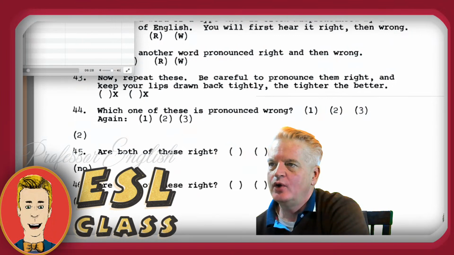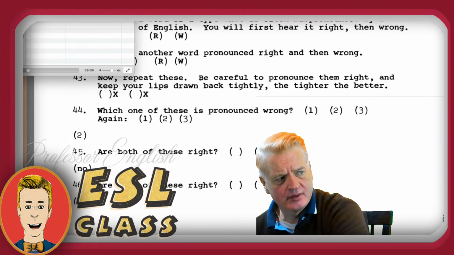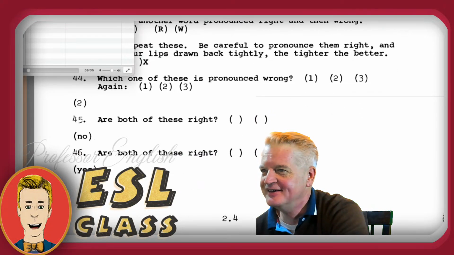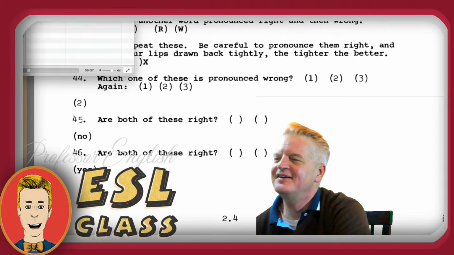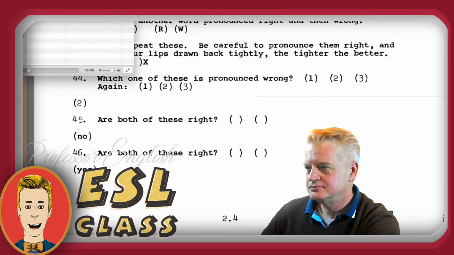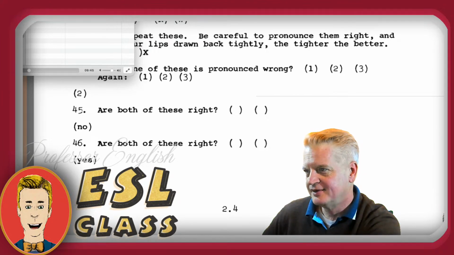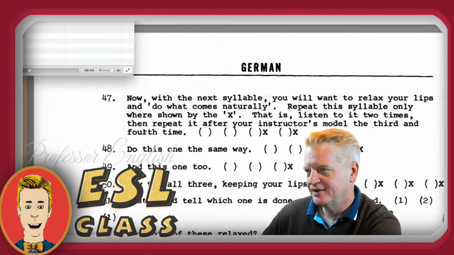44. Which of these is pronounced wrong? 1, 2, or 3? Pass, bunk, kann. I think we all know the answer. 45. Are both of these right? Pass, pass. No. 46. Pass, das. Yes, those are both correct.